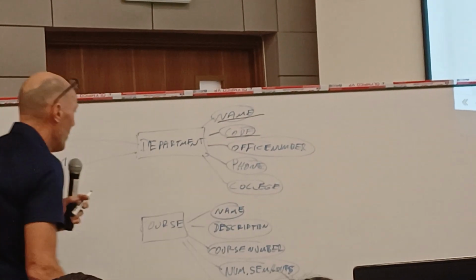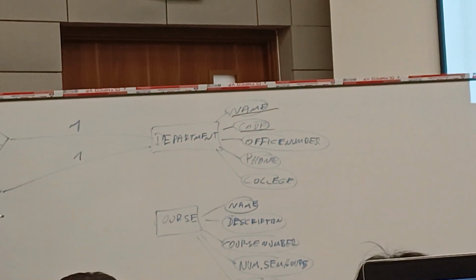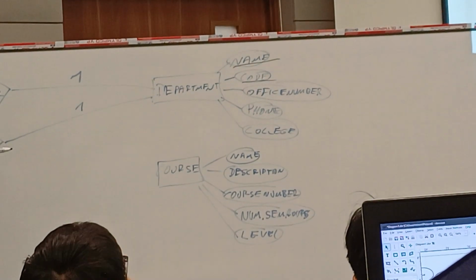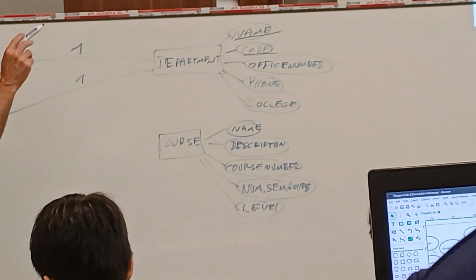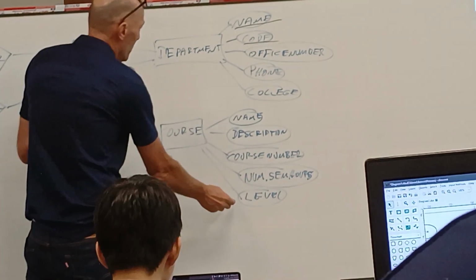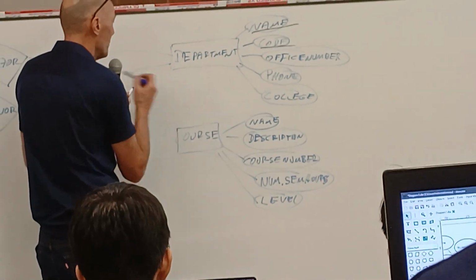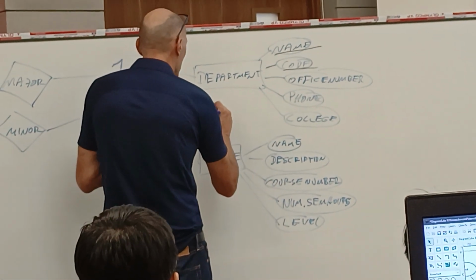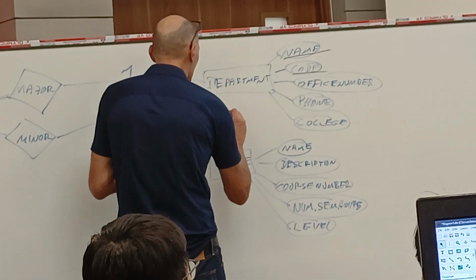So I just wrote all the attributes which we are reading there. Course number, course name, description, semester hours, level. Offering department could be an attribute, but I already have the department, so same as here. I would make it a relationship.